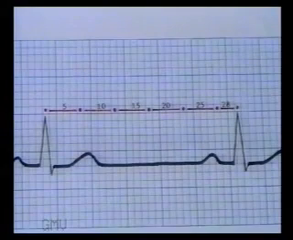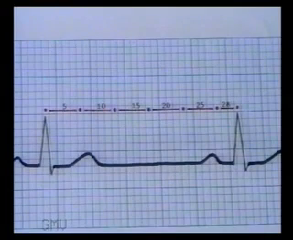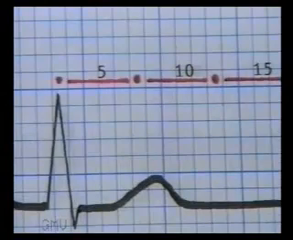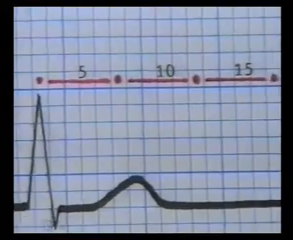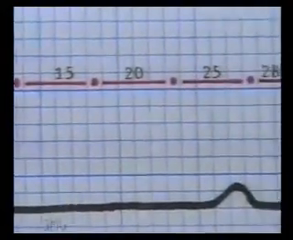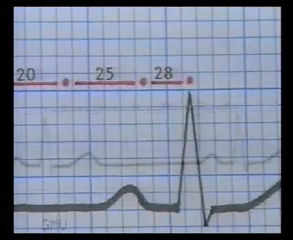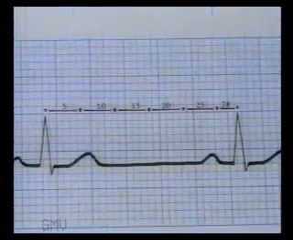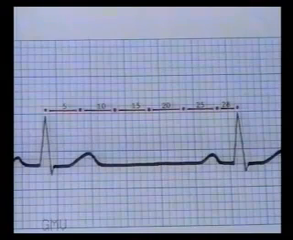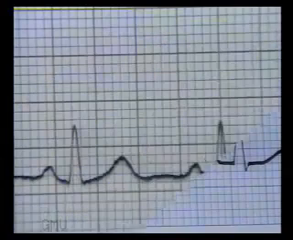In the second ECG, the RR interval is much prolonged. Let us count it taking help of the large squares in thick lines after every 5 small squares. The RR interval is 28 small squares. So the heart rate is 1500 divided by 28 equal to 54 per minute. A rate below 60 per minute is termed as bradycardia.